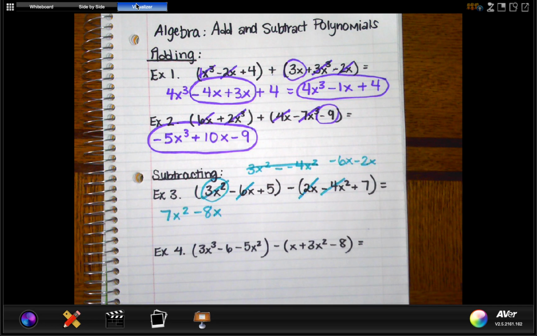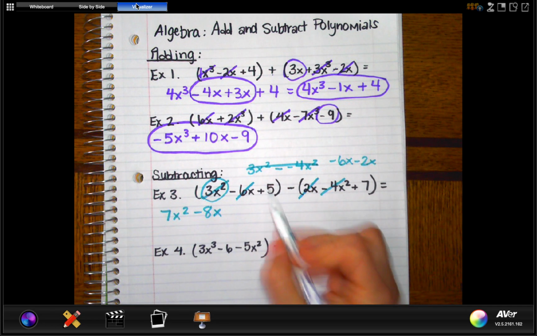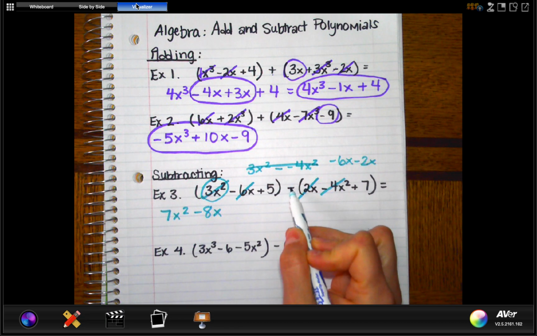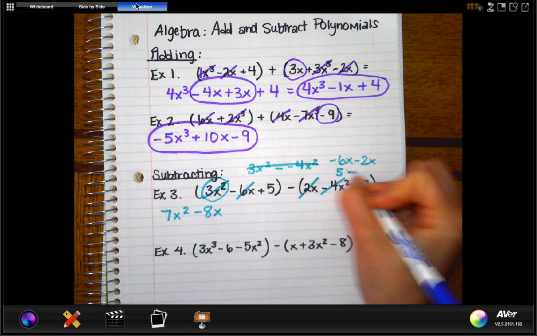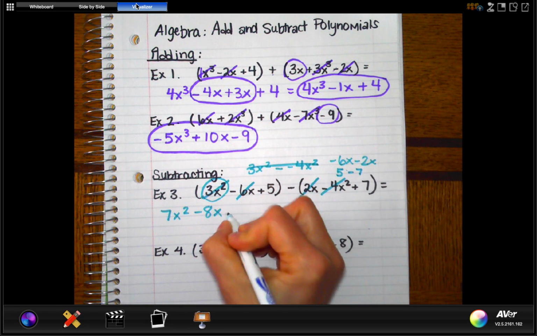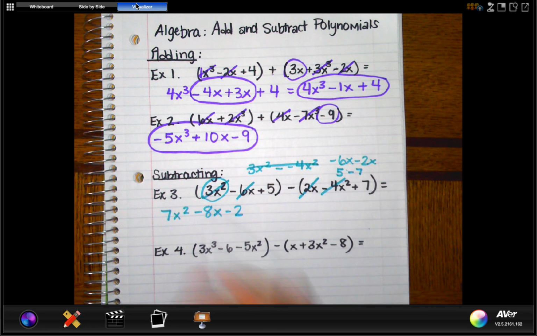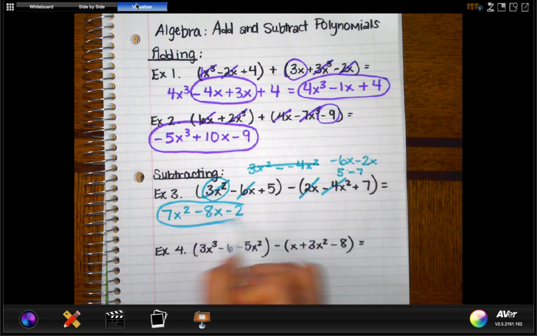And then our last term, we have to go in order. Positive 5 minus positive 7. So it's really positive 5 minus 7. Okay, that's negative 2. It's nice and in order, and this is our final polynomial.